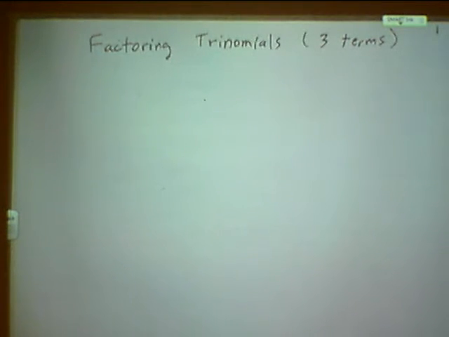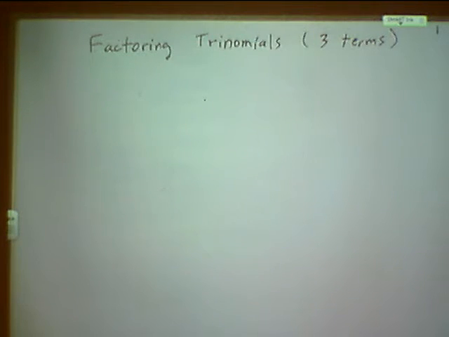Now we want to look at factoring trinomials. That's where we have three terms. So as always, whenever you factor, you first check for the GCF, and then after that, you see how many terms you have, and that will determine how you try and factor. So now we're looking when we have three terms.